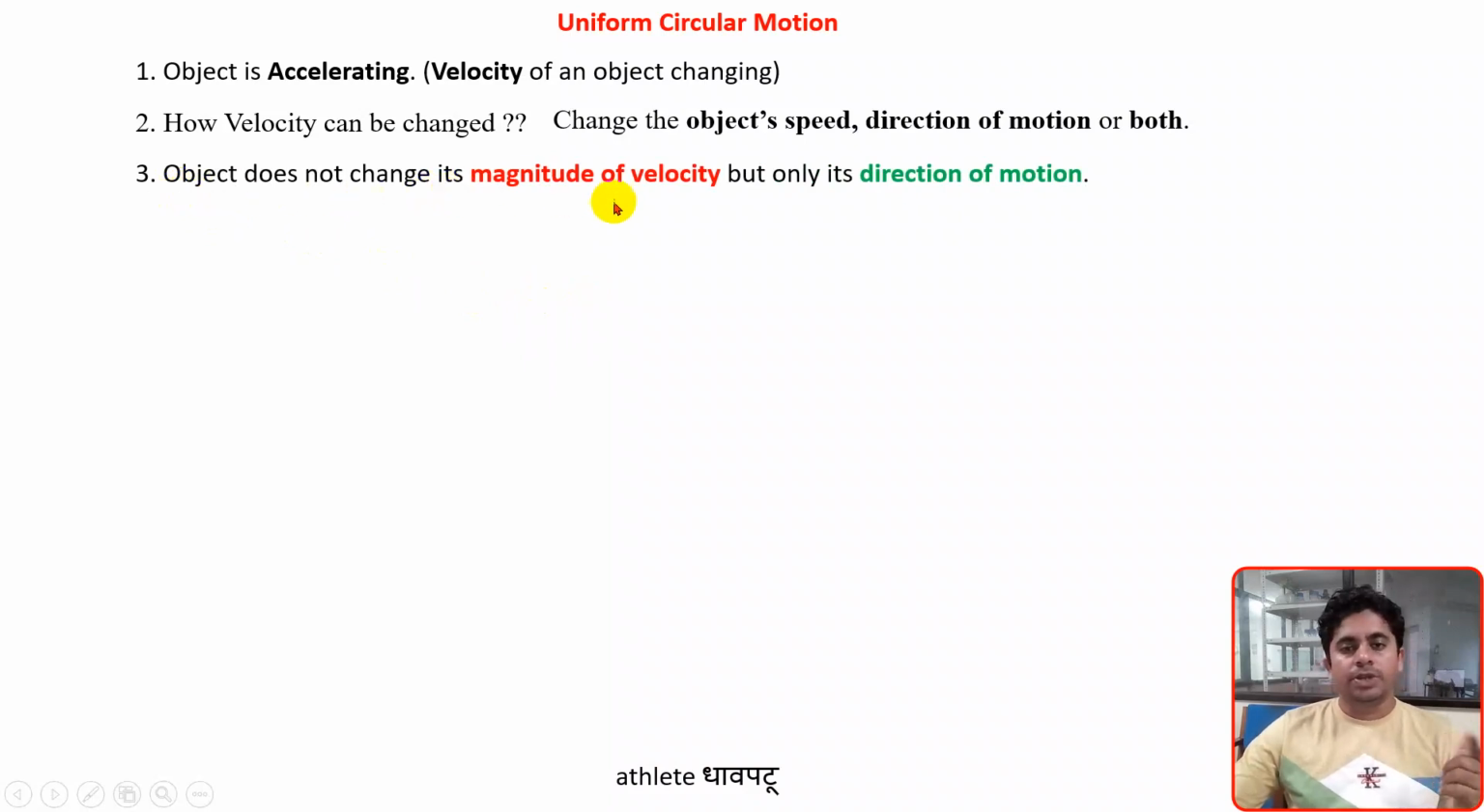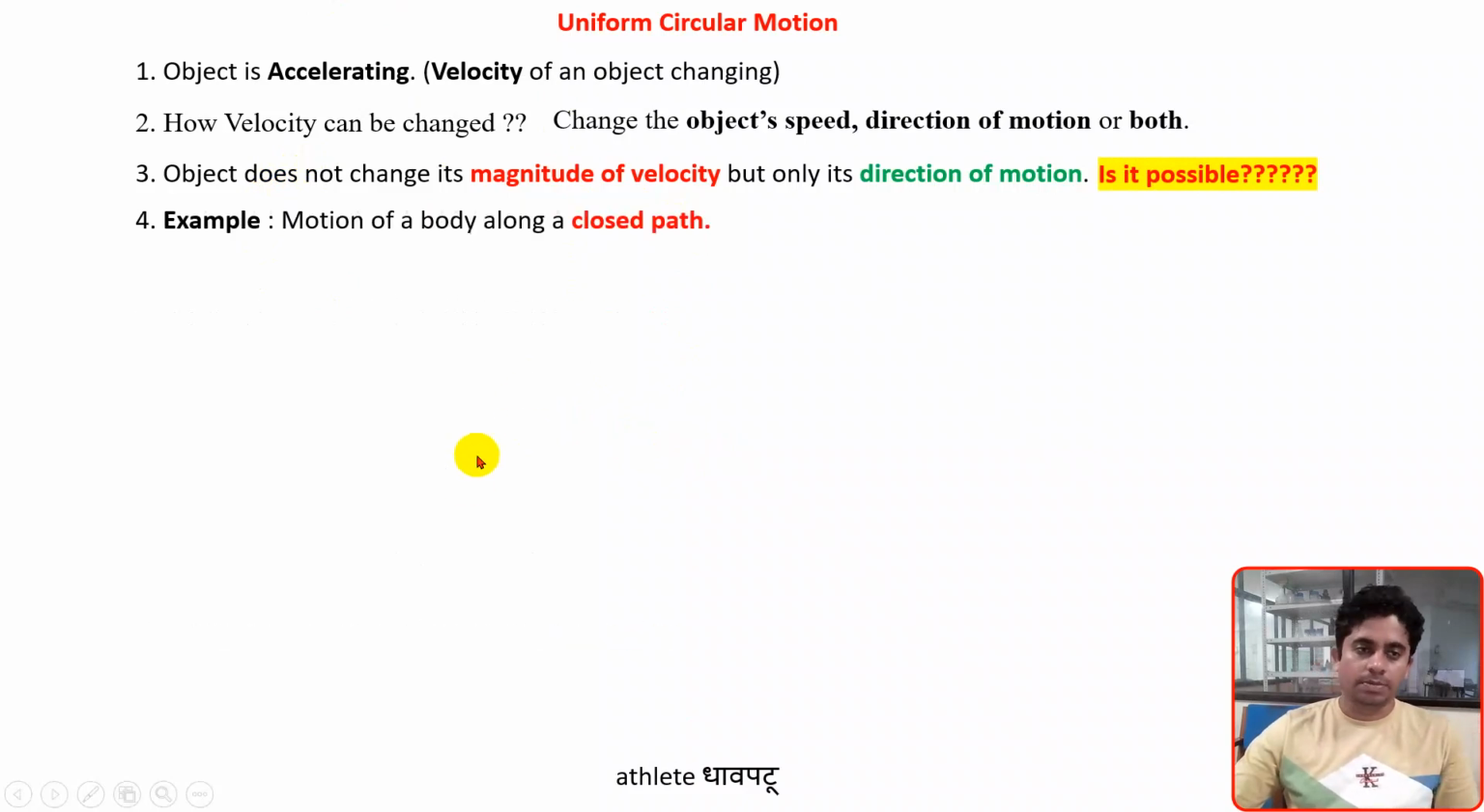Suppose an object does not change the magnitude of its velocity, but only its direction of motion. I am asking: is it possible that because of only a change in direction of motion, there is a change in the velocity? The magnitude of velocity has not changed, but just because of the change in direction of the motion, the velocity has changed. Is it possible? Okay, we will answer this question.